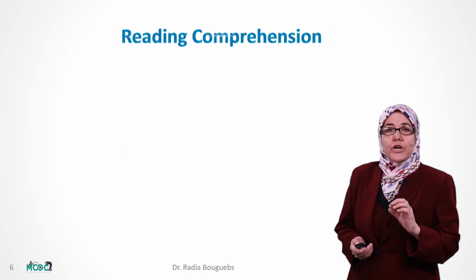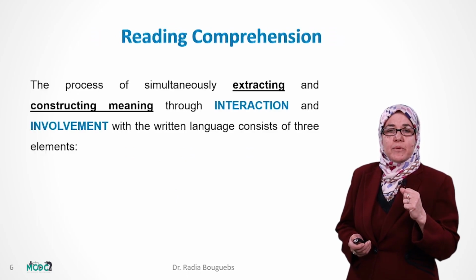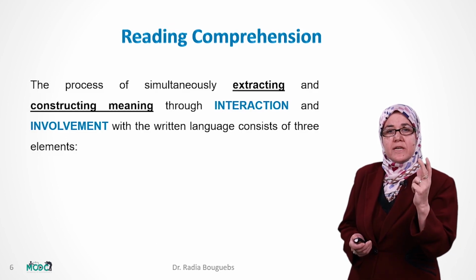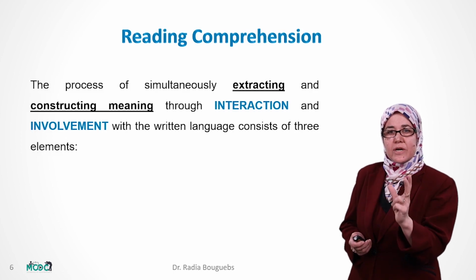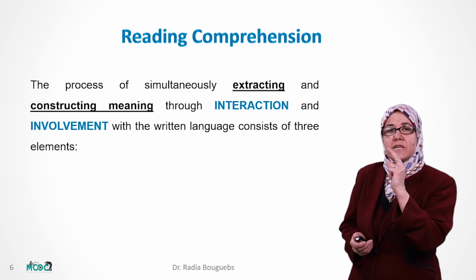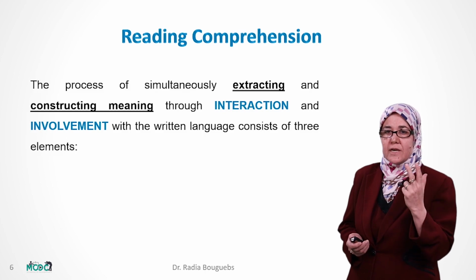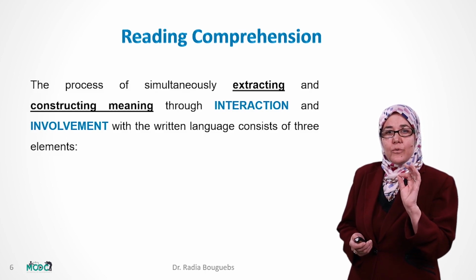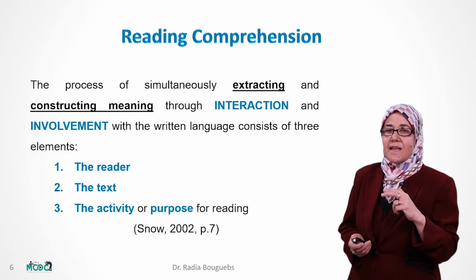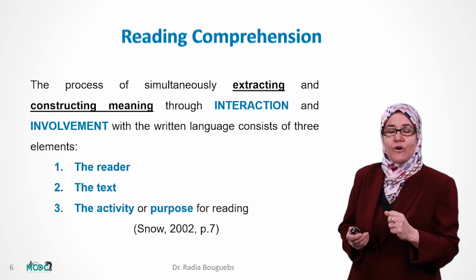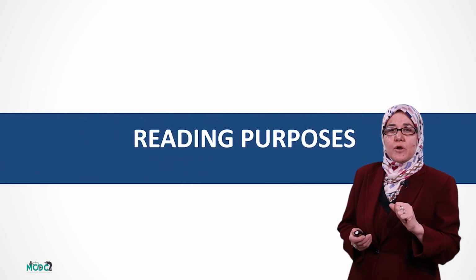How is it possible? To develop comprehension of reading, the reader simultaneously focuses on extracting and constructing meaning through his interaction and involvement with the written language. To do so, we need three main elements, which are the reader, the text, and the activity or the purpose of reading. What do we mean by reading purposes?